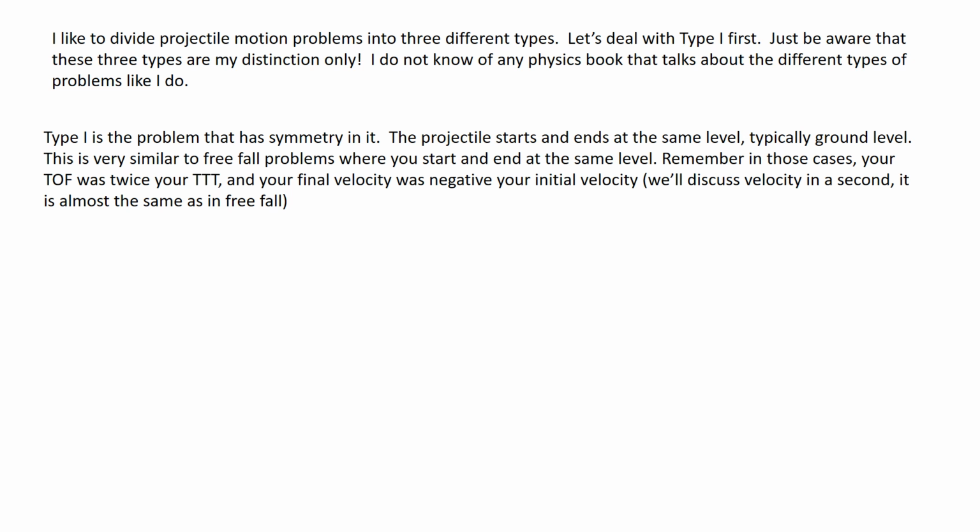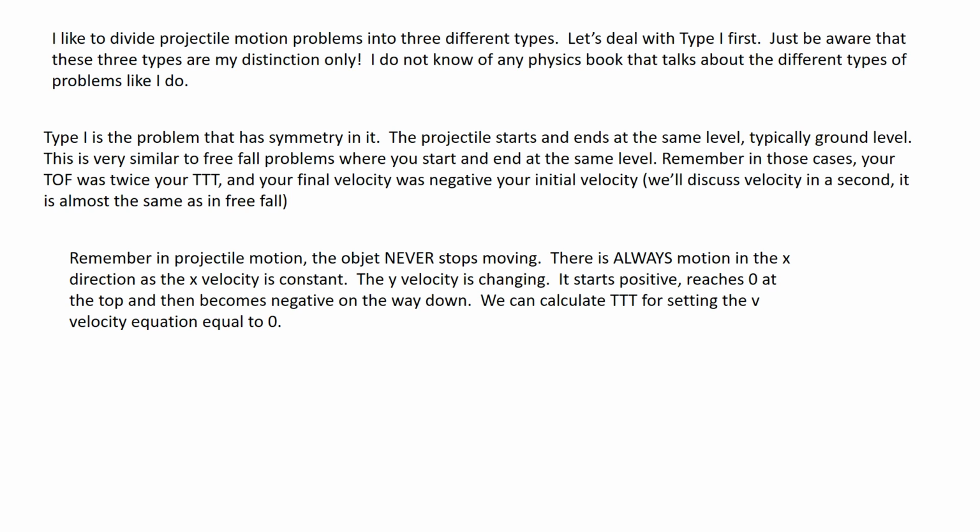Type 1 is the problem that has symmetry in it. The projectile starts and ends at the same level, usually ground level. This is very similar to the free-fall problem where you started and ended at the same level. Remember, in those cases, your time of flight was twice your time to top, and your final velocity was negative your initial velocity. We'll discuss those in a second.